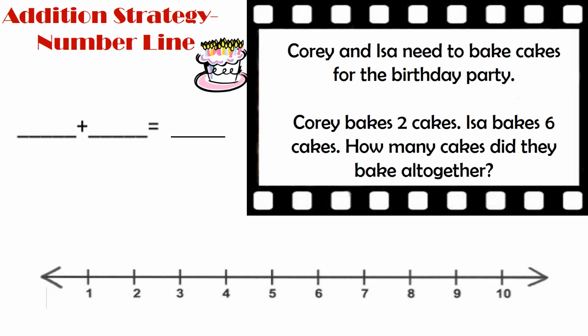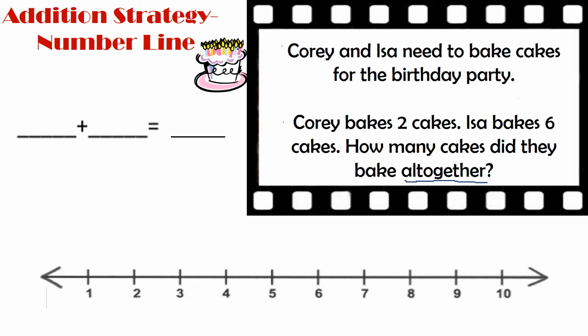Our next strategy is using the number line to add. So you can see my number line down at the bottom. Let's read our word problem. Corey and Issa need to bake cakes for the birthday party. Corey bakes 2 cakes. Issa bakes 6 cakes. How many cakes did they bake all together? All together tells me I'm going to combine or put together or add.